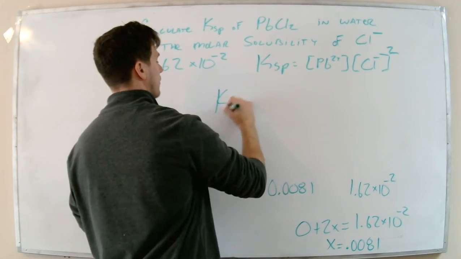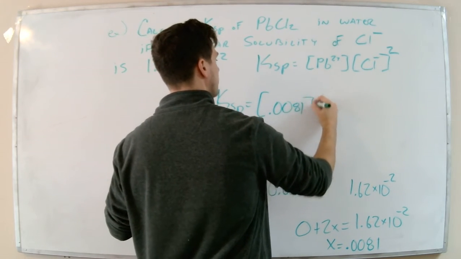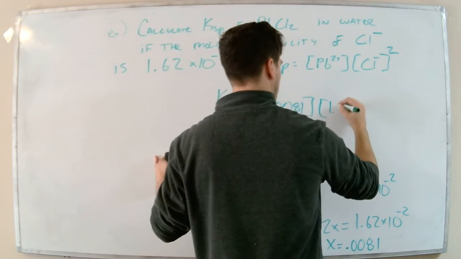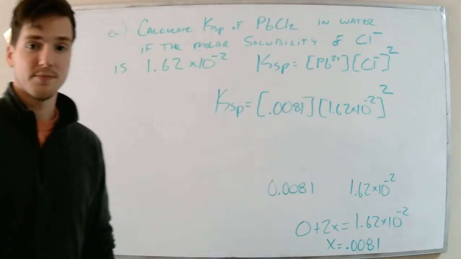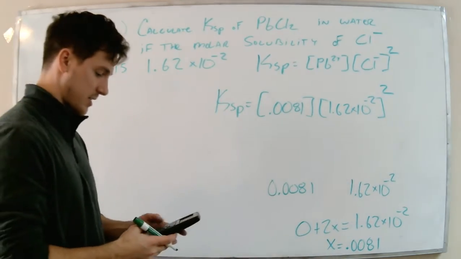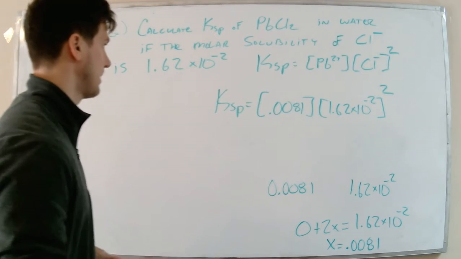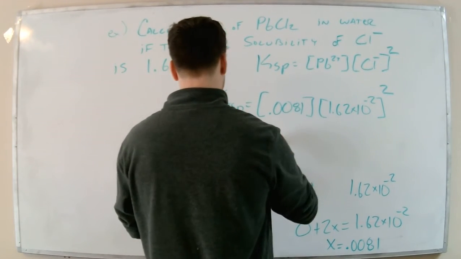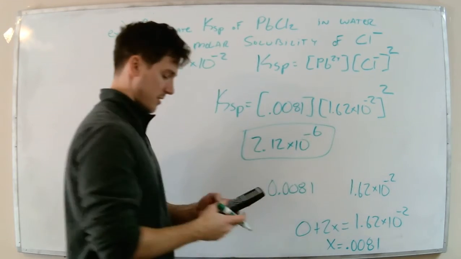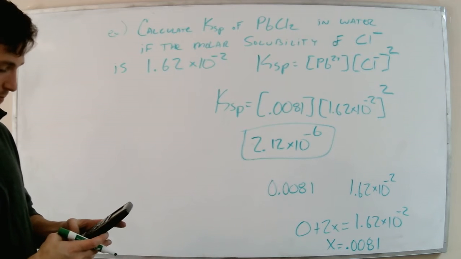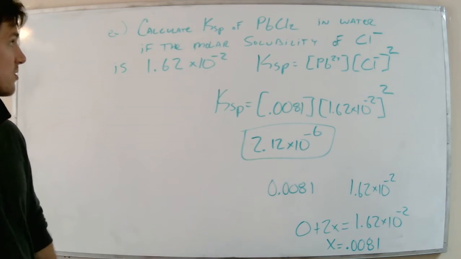So we want Ksp. Our lead equilibrium concentration was 0.0081. Our chloride concentration was 1.62 times 10 to the negative second. Remember, that is squared. Okay, so let's go ahead and plug this in. Times 1.62 times 10 to the negative 2 squared. And I got a Ksp of 2.12 times 10 to the negative 6. I want to just double check this one last time. Yes, that is correct. So that is our Ksp.